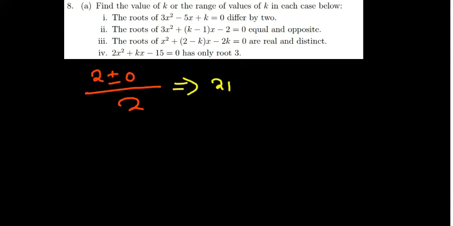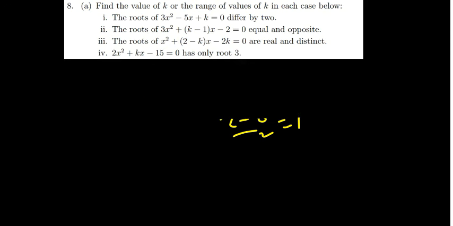2 plus 0 over 2 is a 1. 2 minus 0 over 2 is a 1. So these are equal roots. Why? Because under the square root you had the 0. So under the square root there, we call it the discriminant, b squared minus 4ac. So whenever it is equal to 0, the roots are said to be equal.